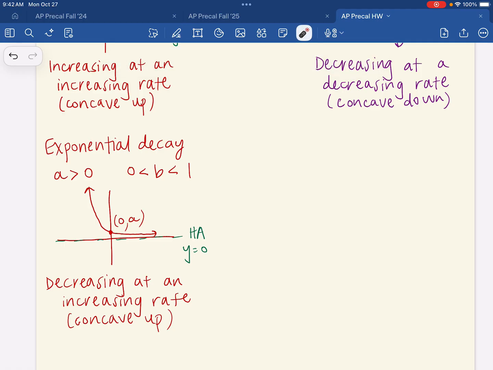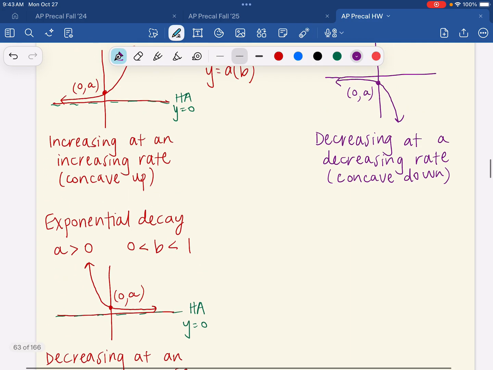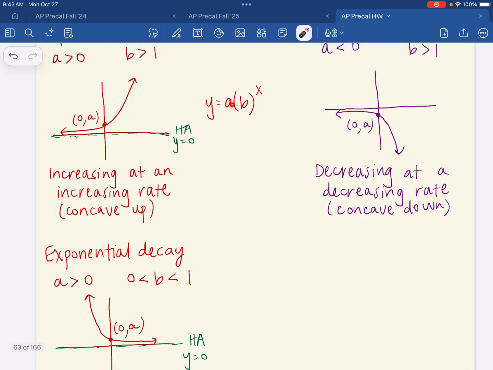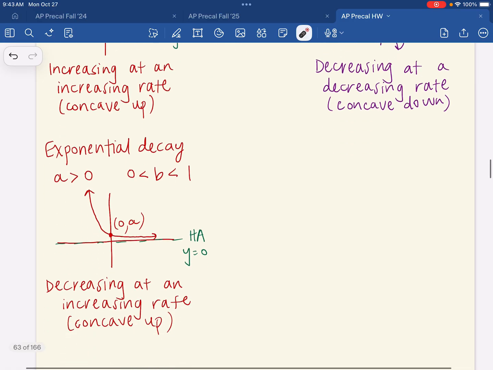Because it's concave up, if you check your tangent lines, they're very negative, less negative, getting closer to 0 as we go. So the rate of change is increasing because it's becoming less negative. Okay, also to finish that out, if you see a problem and you see a negative a value, so I see some sort of vertical reflection, and then the base is less than 1, let's talk about reflected decay.